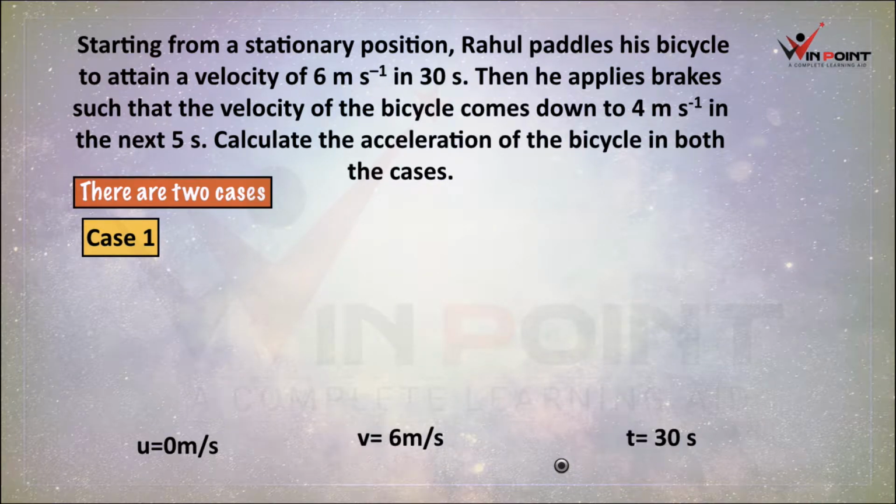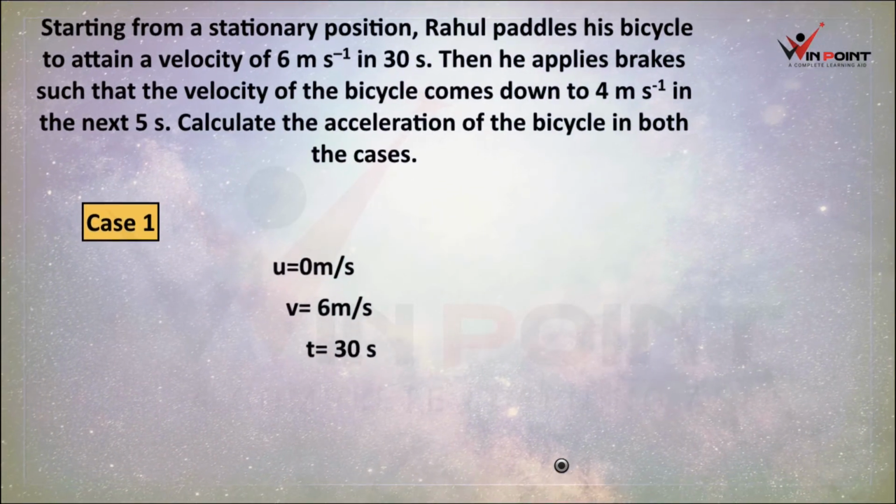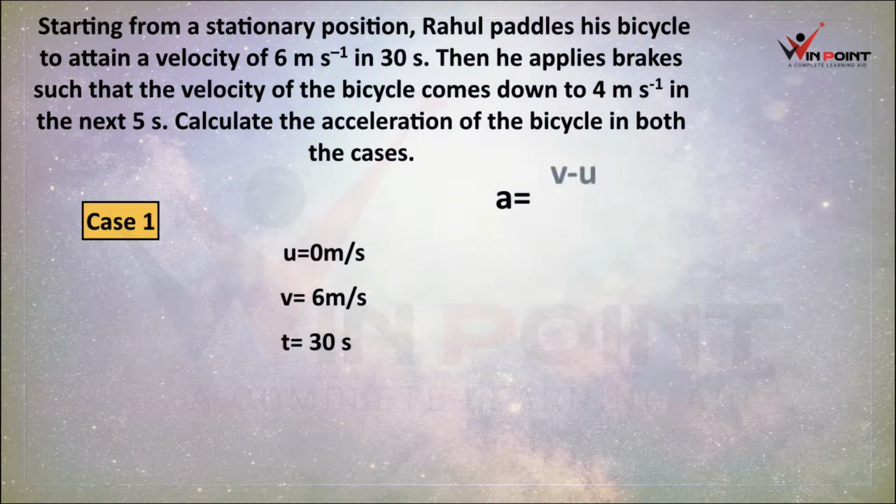How can we find acceleration in the first case? Acceleration is the rate of change of velocity, meaning v minus u by t. We can write the equation: acceleration a is equal to v minus u by t. What is v? 6 meters per second. What is u? 0 meters per second. What is t? 30 seconds.